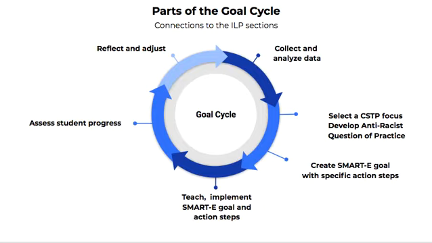From there, teachers create a SMARTY goal with specific action steps. They then teach and implement the goal and action steps. That leads into an assessment of student progress, which leads to teacher reflection and adjustment, and the cycle begins again.